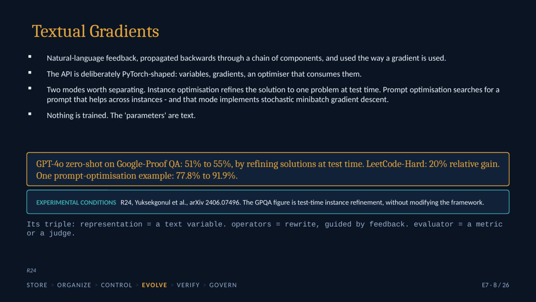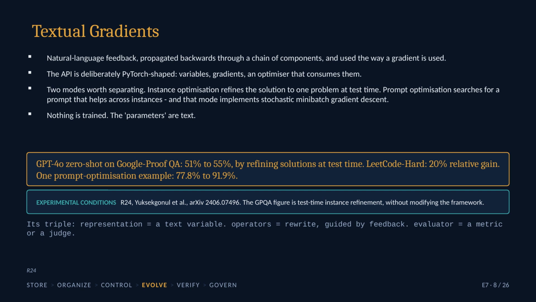The first method treats feedback as a gradient. Natural language critique is propagated backwards through a chain of components, and each component receives a critique of its own contribution. The API is deliberately PyTorch-shaped: variables, gradients, an optimizer that consumes them. Two modes are worth separating. Instance optimization refines the solution to a single problem at test time.